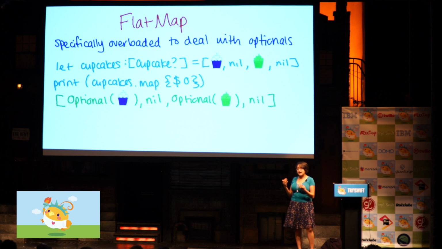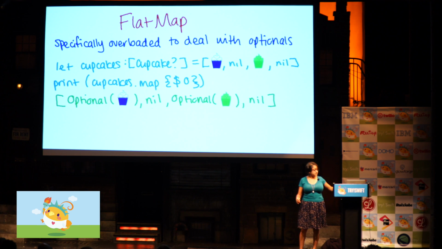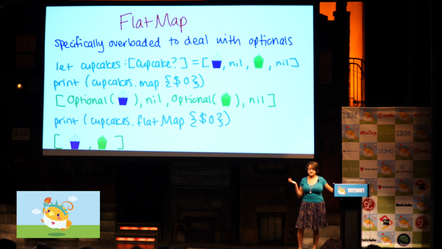If you were to map over this, you would get back an array that would give you optional cupcake, nil, optional cupcake, nil. Now, if you were to do a flat map on this, you would actually get back an array with just the cupcakes. The cupcakes wouldn't be of type optional anymore. They would be real cupcakes and no nils. So flat mapping will take out all nils in arrays for you, which is pretty awesome.